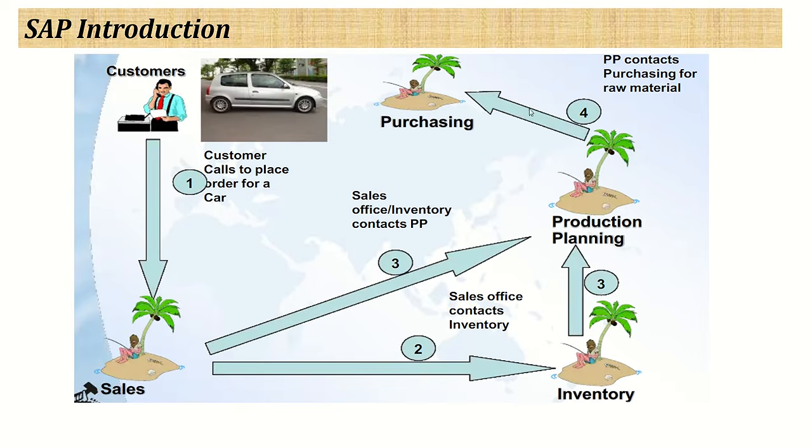Even if they're working from different locations, because they're using the ERP software, the ERP uses a centralized database. This means that if the sales department is placing an order from any location, based on that the inventory can be checked. Based on that, the production planning can be run. Based on that, the raw material purchasing can be done. So this is the advantage of using an ERP system.